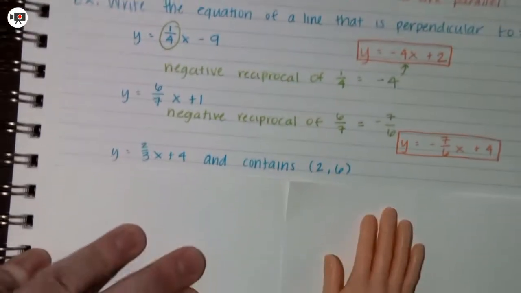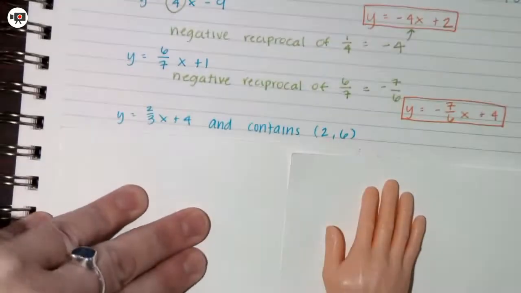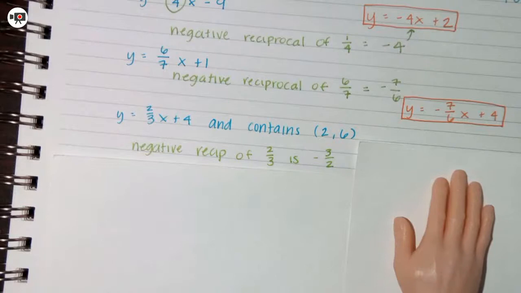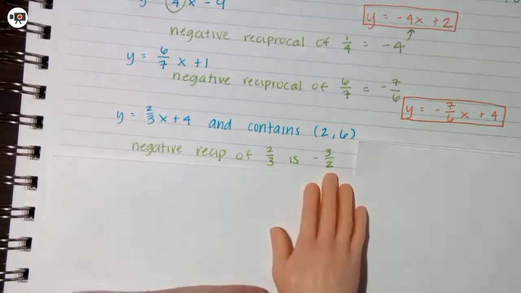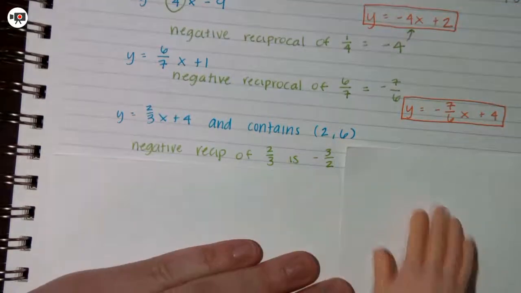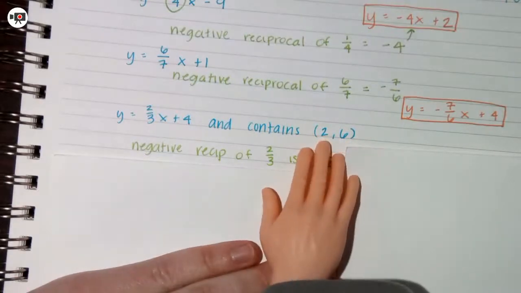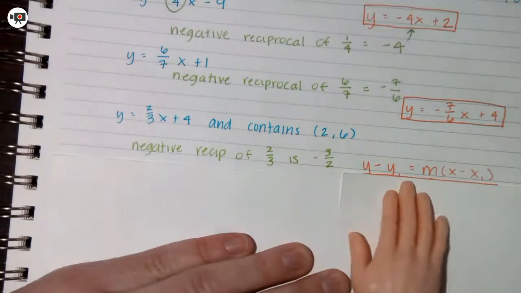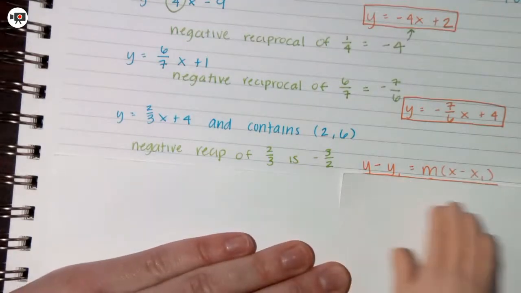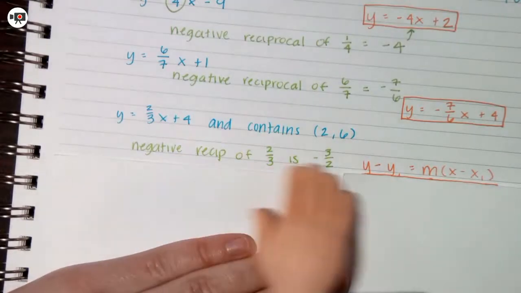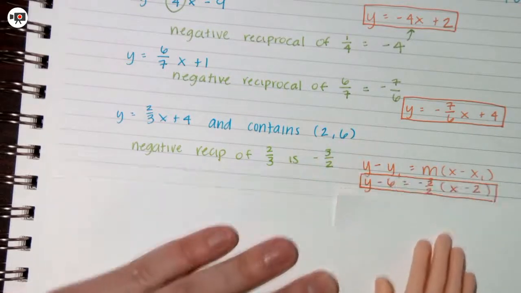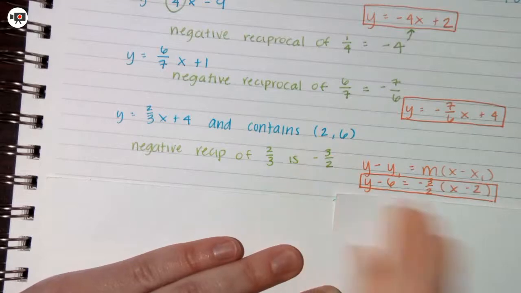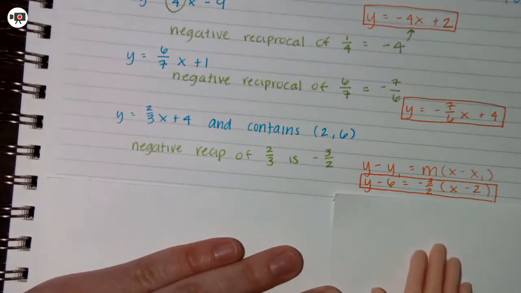Now for this one, it has to also contain the point (2, 6). The negative reciprocal of 2/3 is -3/2, but it has to have this point. This is not an intercept, so I'm going to start by writing it in point-slope form. So taking my new slope and the point, I plug it in. It does not say which form it has to be in, so this is going to be my answer.